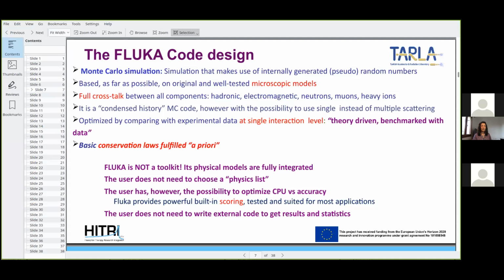What you can, however, optimize is how you score things. Certain regions can be more important, certain regions can be less important, certain particles can be more important, and similar. This then allows you to optimize both for accuracy as well as for CPU use.